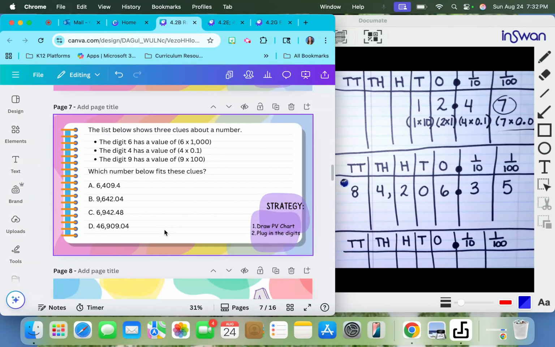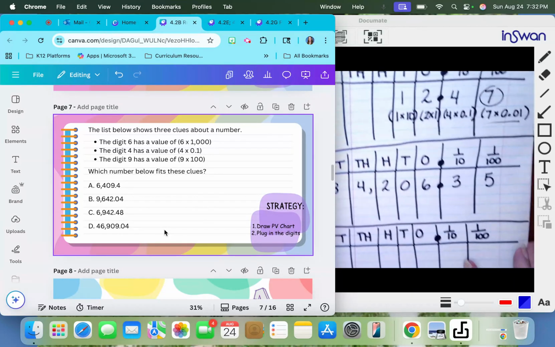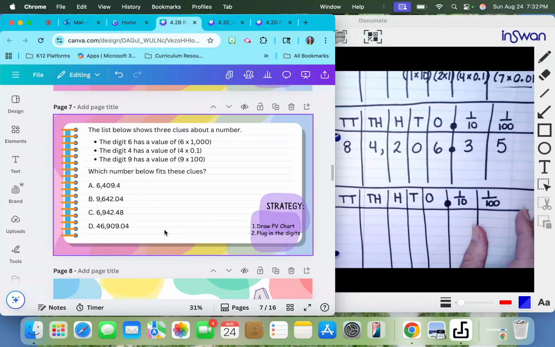Here, this question says, the list below shows 3 clues about a number. The digit 6 has a value of 6 times 1,000. The digit 4 has a value of 4 times 1/10. The digit 9 has a value of 9 times 100. Which number below best fits these clues? Well, we know we're working with a number, so we need another place value chart.